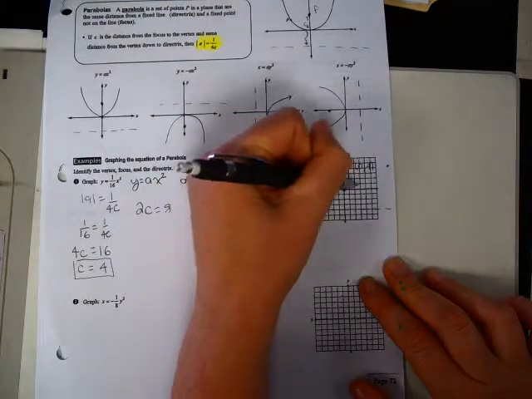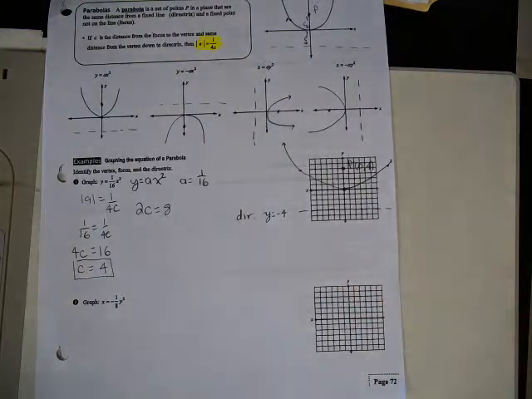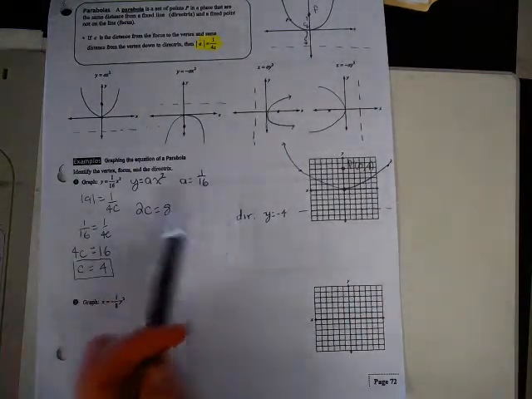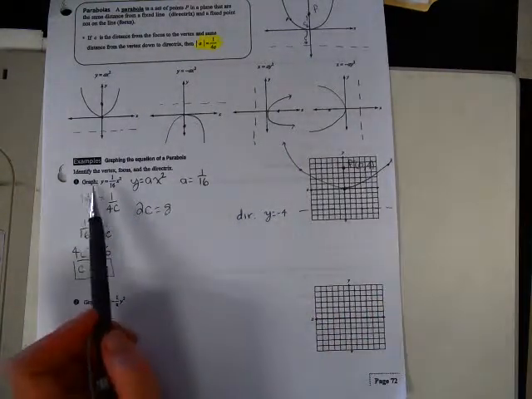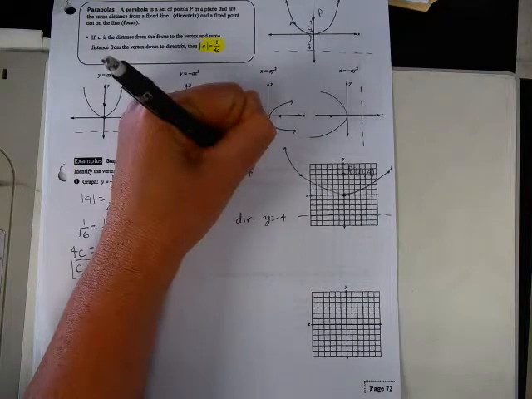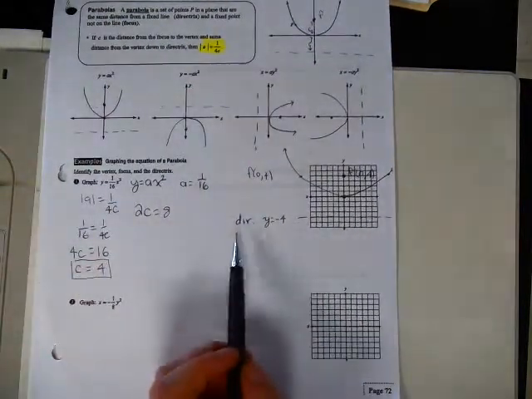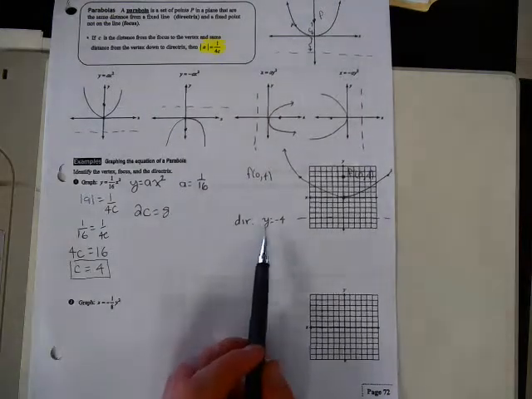Now I can sketch my parabola. Something like this. I'm running out of room. So now we have graphed our parabola. We've identified the vertex at (0, 0), the focus at (0, 4), and I'll write that again here. So I'll just call it F. The focus is at (0, 4), and the directrix is the line y equals negative 4.